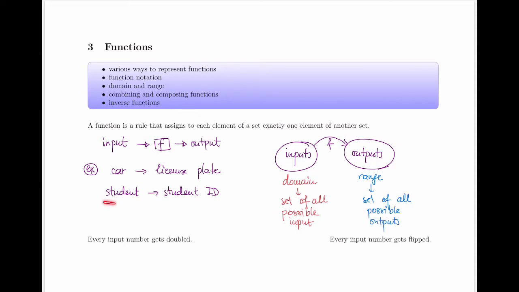So in our example here, for U of V, the inputs are all the students at the university, so the domain is all the students, whereas the outputs are all the student IDs, so the outputs are all possible assigned 9-digit student numbers at U of V.